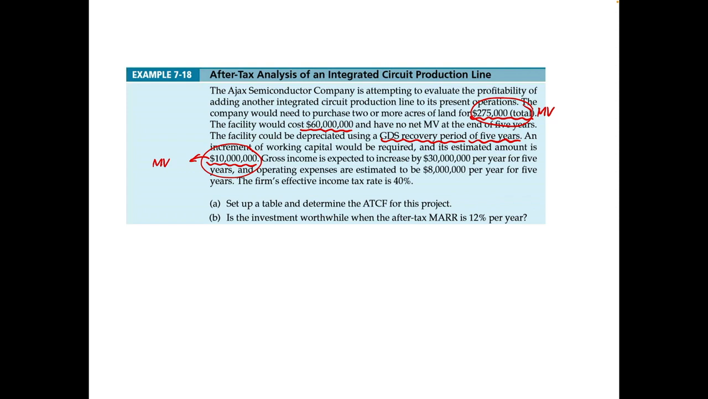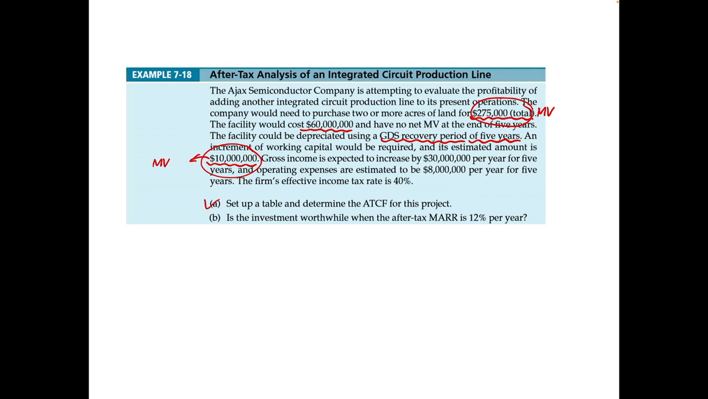Okay, gross income is expected to increase by 30 million per year. So after this new equipment, you are gonna have 30 million additional every year. So that is your gross income, okay? And operating expenses are estimated to be 8 million per year, okay? So the firm's effective income tax rate is 40%, okay? So this is all you know.